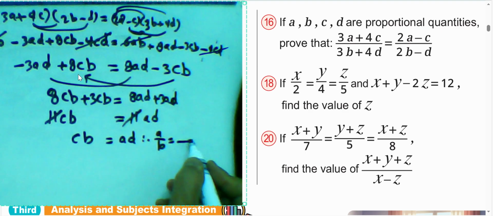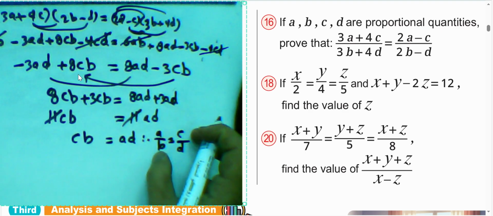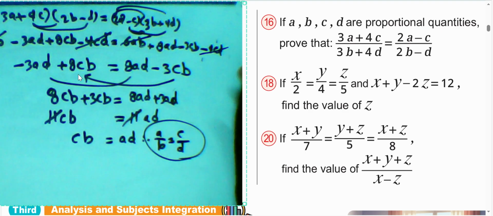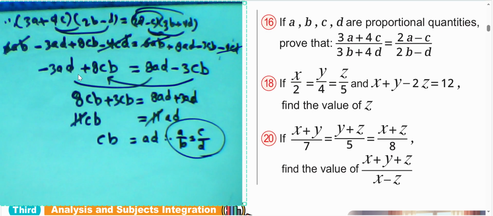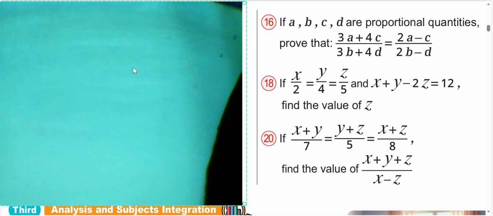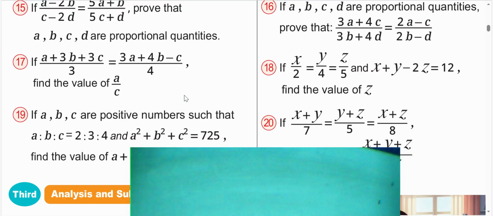a over b equivalent to c over d, a times d and c times b, okay? Then the four quantities are proportional here in this example. This was question number 16. Now I will move to next question number 17 here.